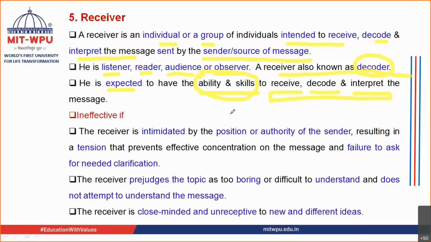The message becomes ineffective if the receiver is intimidated. Intimidated by what? By the position or authority of the sender. If your boss is telling you something, there is a difference, just like between talking with your mother and talking with your father, depending on whoever is strict. Whoever is strict at your home, or if your grandfather is very strict, you are in some tension while talking with him. When you are intimidated by that person, because of his position or authority, what you usually do is you don't ask for clarification, right?